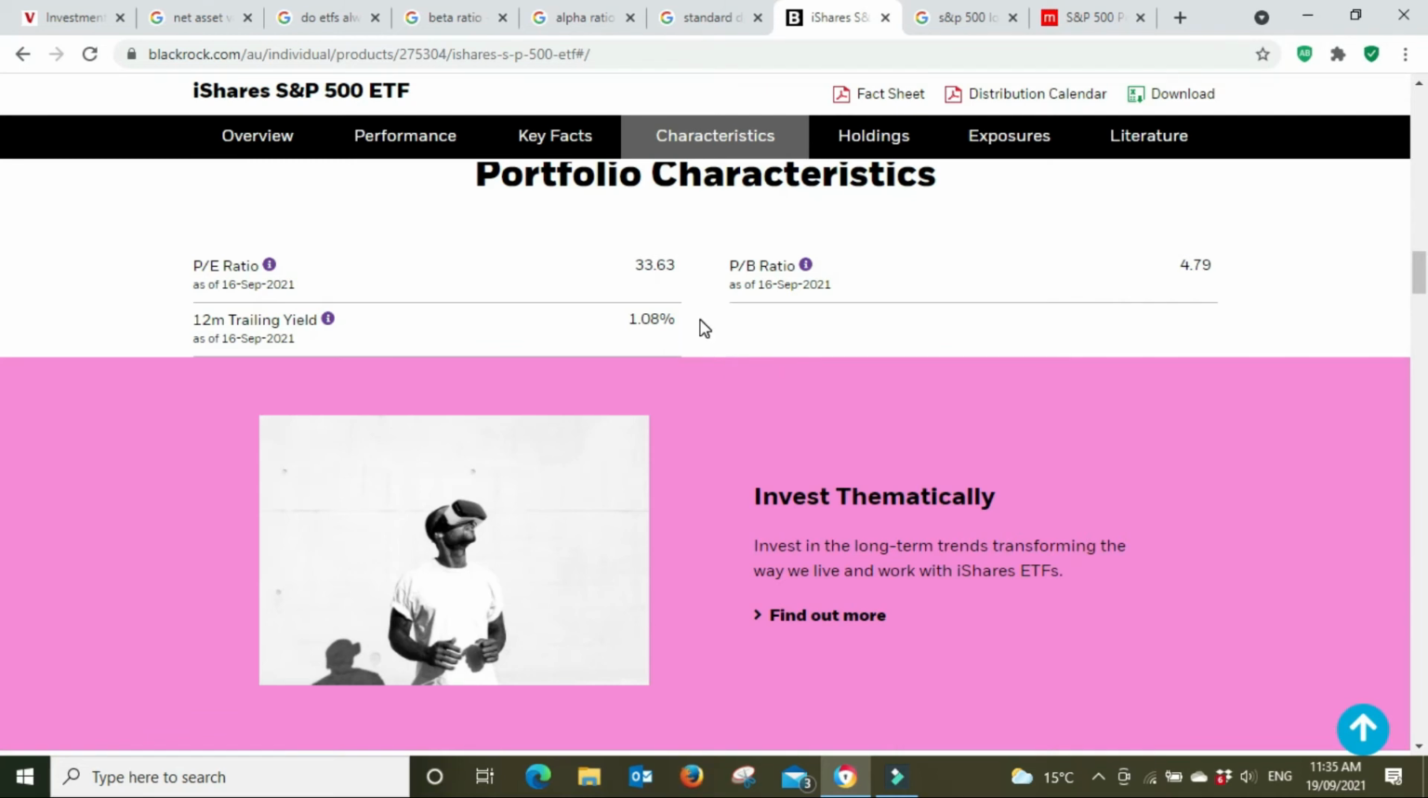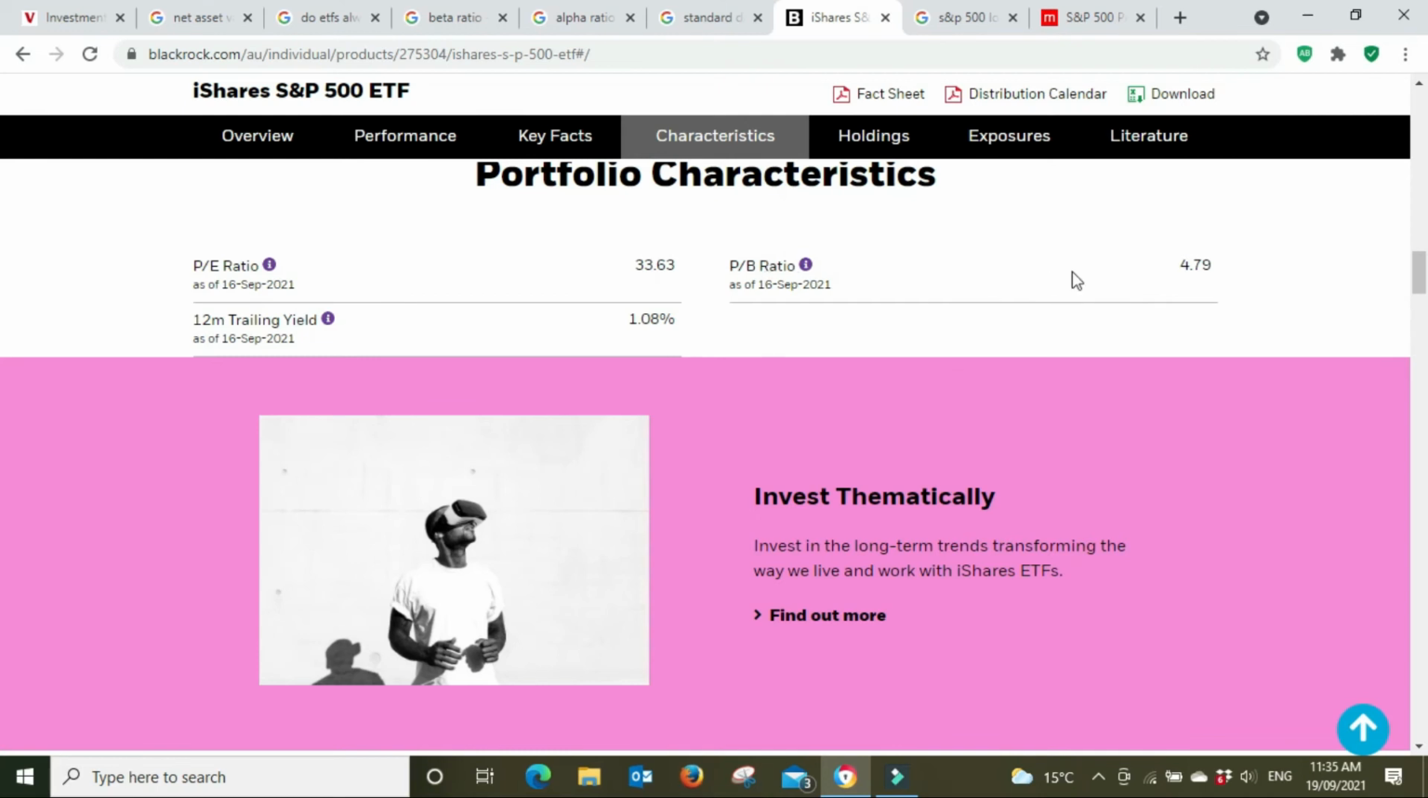So you're 1.08% of distributions. Companies in the US tend to pay out lower dividends than companies in Australia, and because of that fact, because they retain more money in the company, because they're not paying out as much in dividends, they tend to have more growth because the value is kept on the balance sheet rather than paid out to investors.